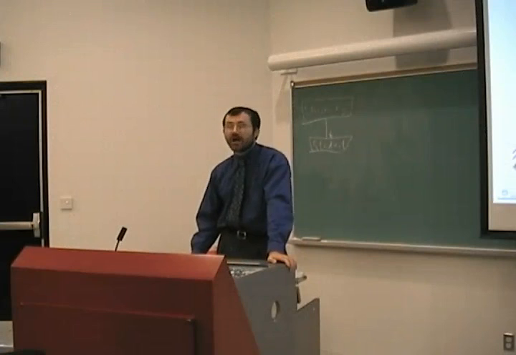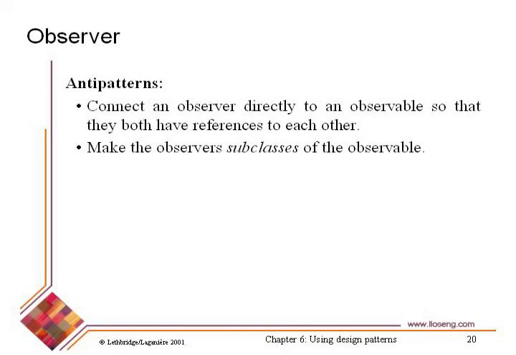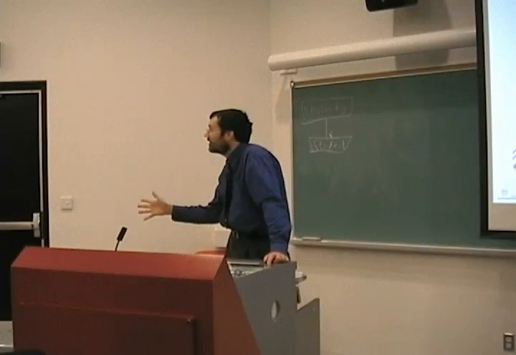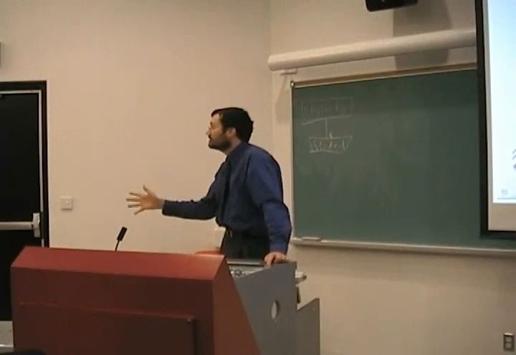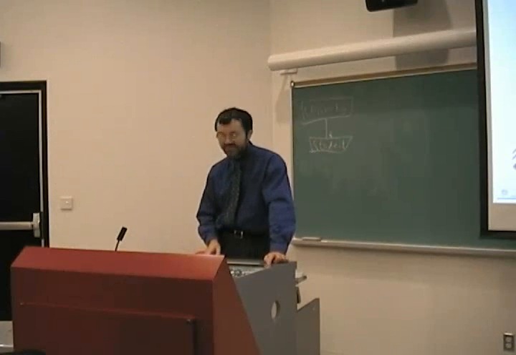So the anti-patterns are to connect an observer directly to an observable. In other words, to directly create an association instead of indirectly or having it inherited. And another anti-pattern is to make observers subclasses of observable. Okay, typical mistake. Make weather viewer a subclass of forecaster. That violates the ISA rule to start with. But it is a mistake people make, especially when they're starting out in the class diagramming phase.